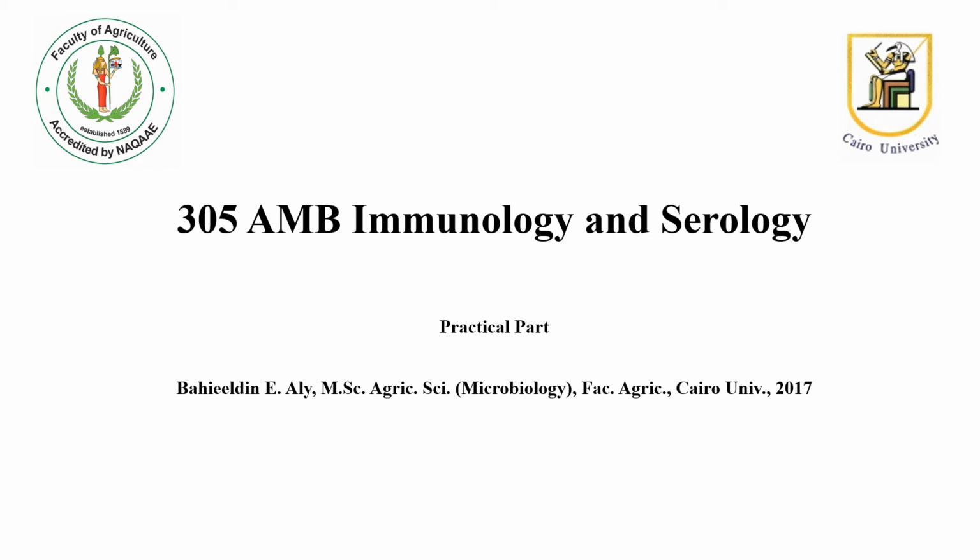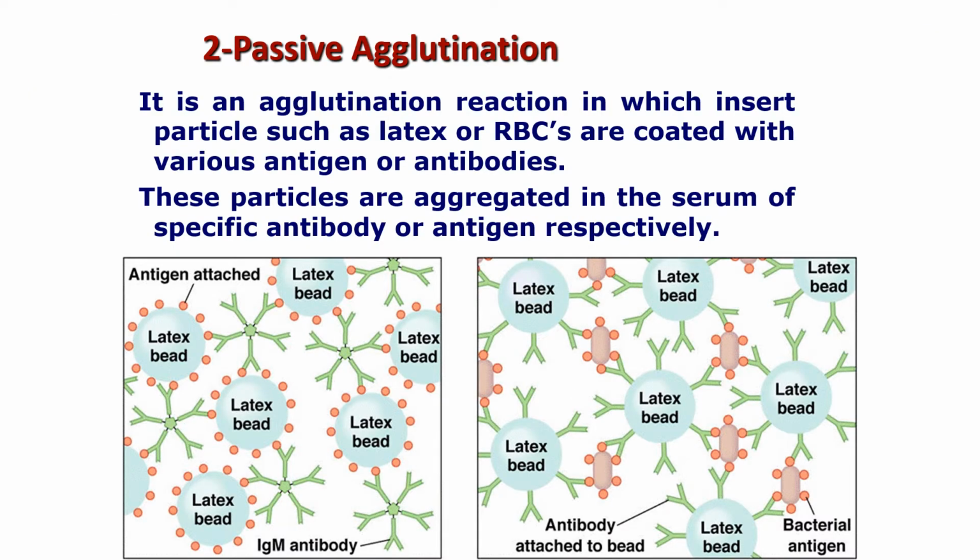Dear all students, today we'll talk about passive agglutination. What is passive agglutination? It is an agglutination reaction that happens when I am using particles coated with antigen or antibody. These particles could be latex or red blood cell ghosts, and they are coated with antigen or antibody according to the test used.